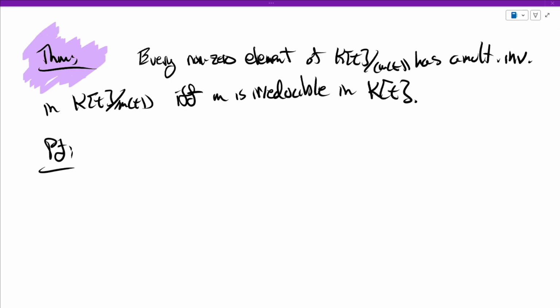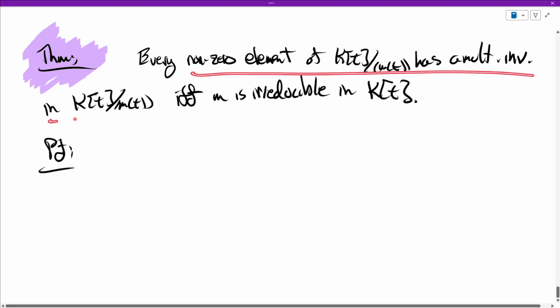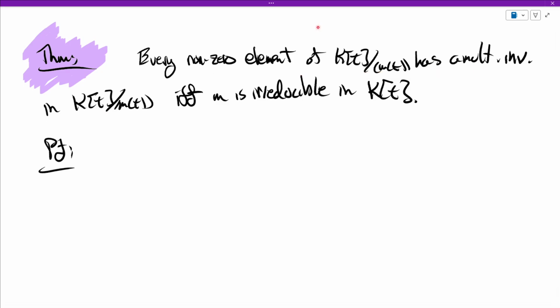All right, so we're going to prove that the quotient ring is a field. That's what the first statement here is saying. Every non-zero element having a multiplicative inverse will tell us, together with the fact that it's a commutative ring, that it's a field. That happens if and only if M is irreducible in K[T]. Okay, that's the only time that happens. So if M is reducible, it's not a field. In fact, it's not even a domain, as we'll see.